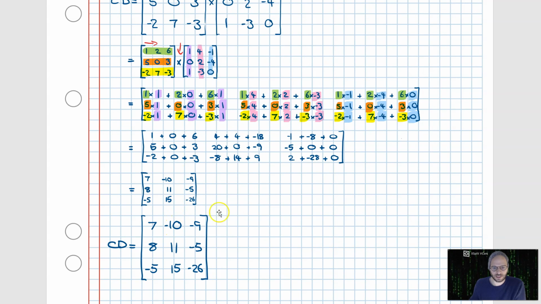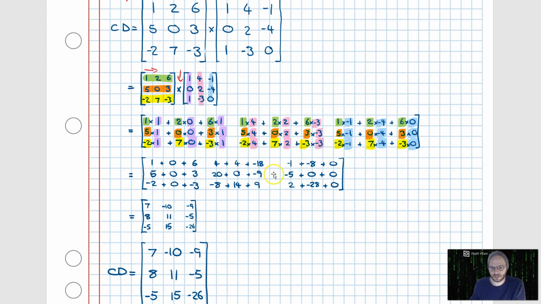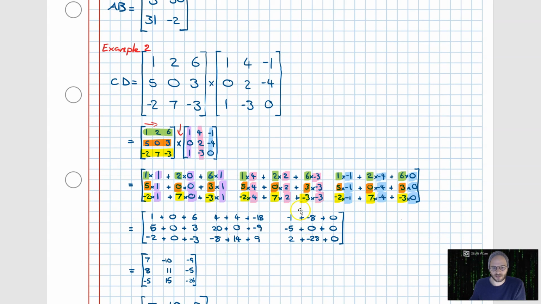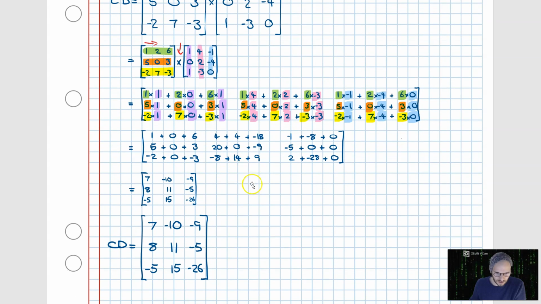So what you can easily see is because you're doing so many computations here, it's very easy to forget negatives like that, or even make errors when you're doing these computations here. But it's just important to be mindful and carry on.